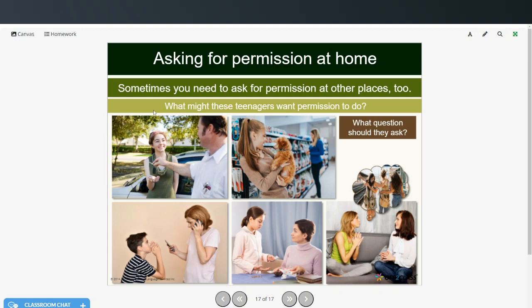All right, and so sometimes you need to ask for permission at other places too, not just in school. So what might these teenagers want permission to do? So here, looks like maybe she's asking for permission to use the car. Here, maybe to get a puppy. This one, I'm not sure. It maybe has something to do with a phone. Here, the student or the daughter might be asking for money, and here maybe to go on a trip with friends.